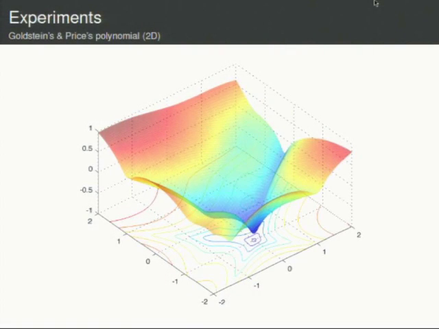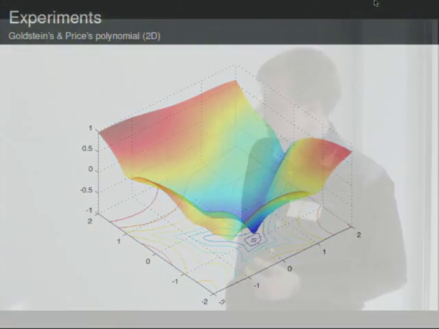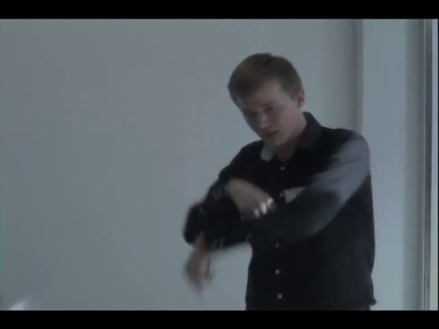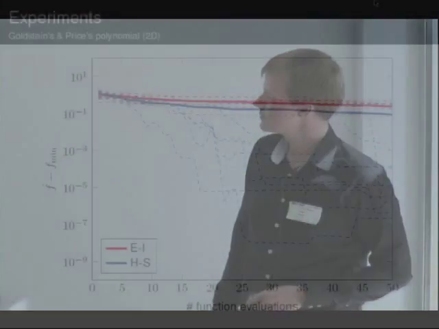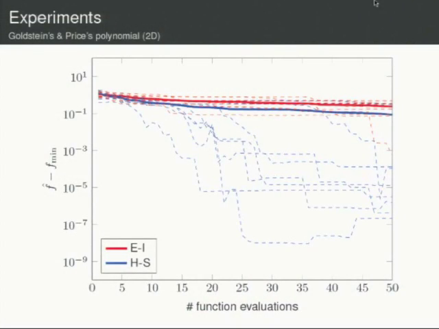Here's another function, which is in some sense orthogonal to the other one. This is Goldstein and Price's polynomial, another 2D function. This one has a global minimum which is really peaked. So the other one was a wide, smooth function, and this one has thin trenches that you have to fall into and then figure out where the minimum is. And there's just one down here. So we do that here again. This time we didn't do as many experiments because I did this on Friday before I came here.